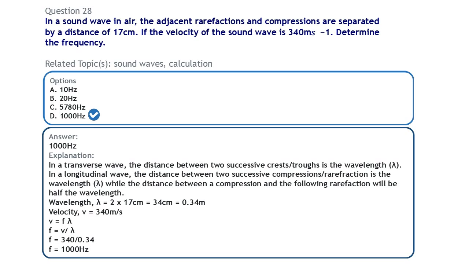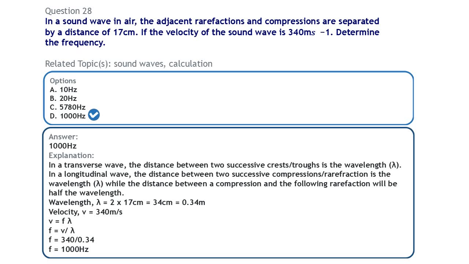Alright, I think we are quite familiar with this formula here. V is equal to F lambda, where V here is the velocity of the wave, F is the frequency of the wave, and this lambda here is the wavelength of the wave. In this question, we have to determine the frequency. So what we do here is try to make this frequency the subject of the formula.